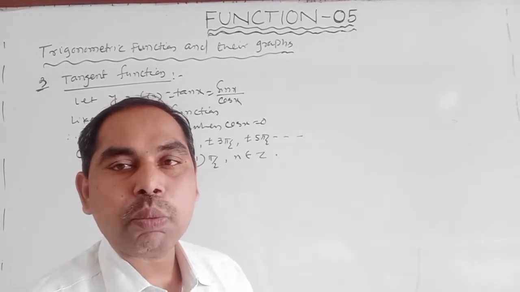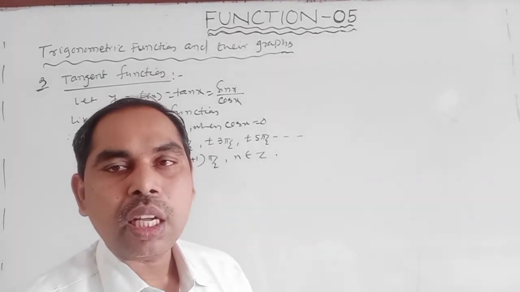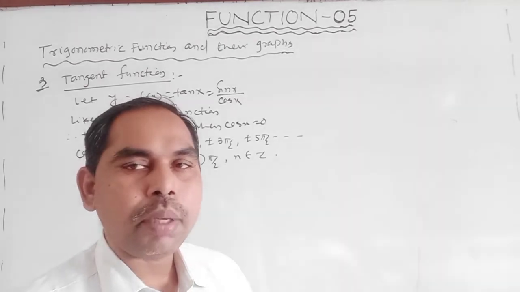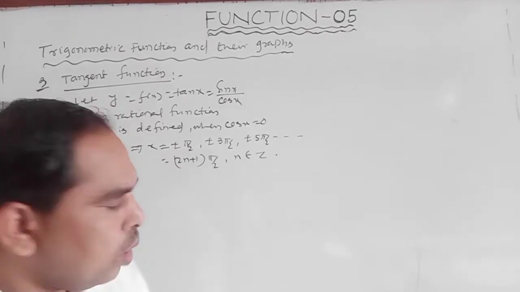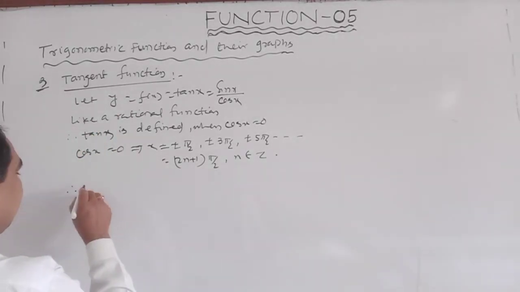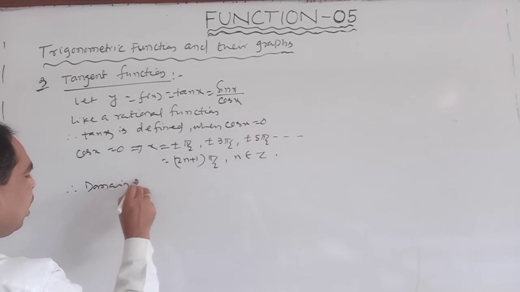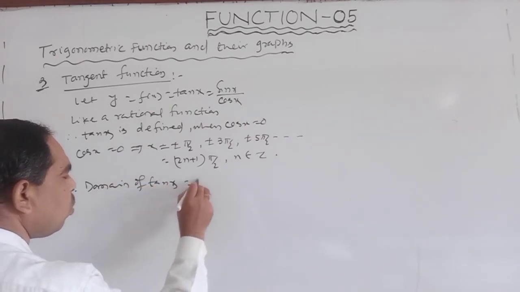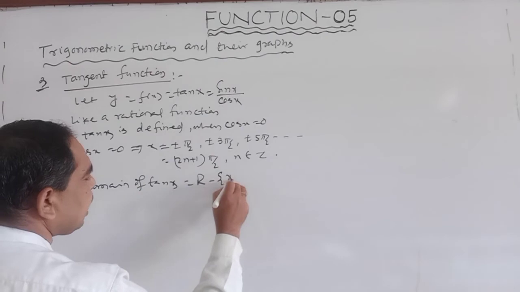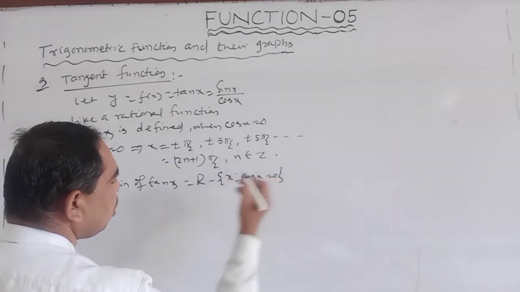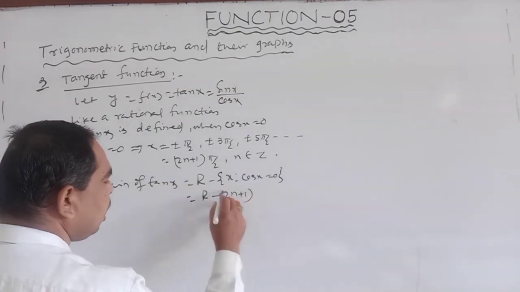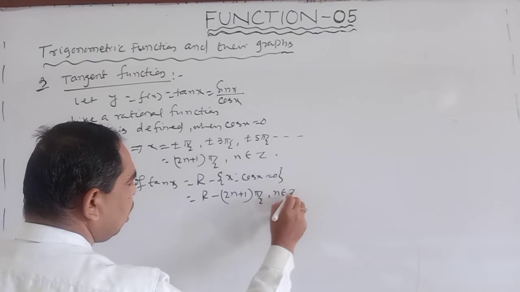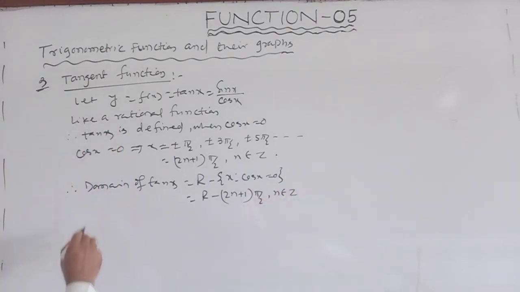Hence the domain of the tan function is the set of real numbers R, meaning every real value of x except odd multiples of pi by 2. Therefore the domain of tan x is equal to R minus the set of x such that cos x is equal to 0. So cos x equal to 0 means (2n plus 1) pi by 2. So R minus (2n plus 1) pi by 2, n belongs to Z. This is the domain.